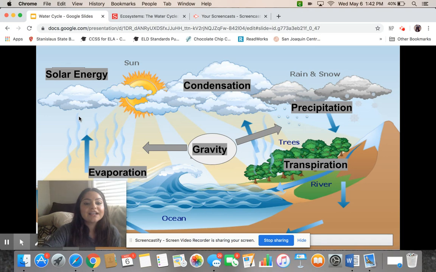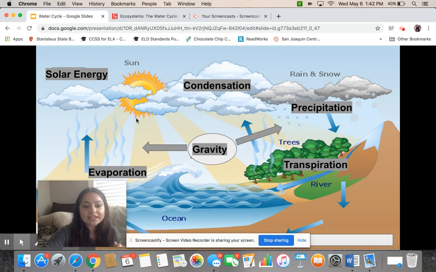So we then move over to condensation. That is our clouds. So that is the process in which gas changes into a liquid. So those are those little water droplets on our water bottle. And then something we skipped over, this solar energy.